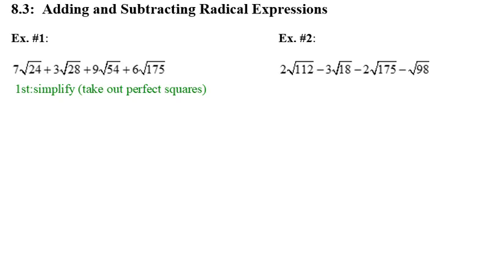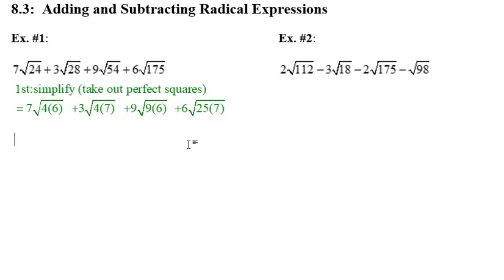So the first one here, 24, we can divide by 4, so that's a factor. That is a perfect square. 28, we can also take out 4. So 4 times 7 gives us 28. So we're basically writing these as factors where one of the factors is a perfect square. For 54, we can take out 9, because 9 times 6 is 54. And for 175, we can take out 25, because 25 times 7 gives us 175.